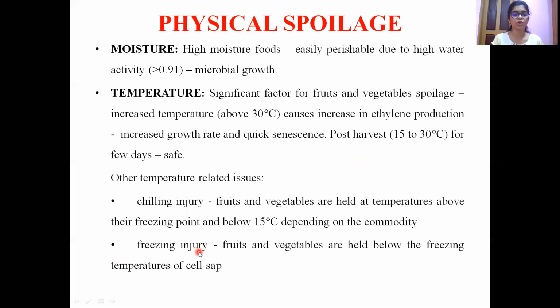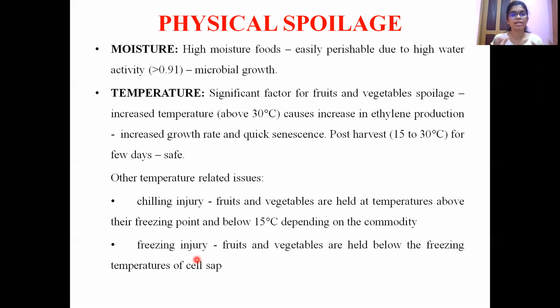So other temperature related issues are the chilling injury and freezing injury. These two phenomena are interrelated to each other. Every fruit and vegetable has its own freezing point, and when these fruits and vegetables are held above their freezing temperature but below 15 degrees Celsius, the product undergoes chilling injury. Whereas when the fruits and vegetables are held below the freezing temperature, then they undergo freezing injury.